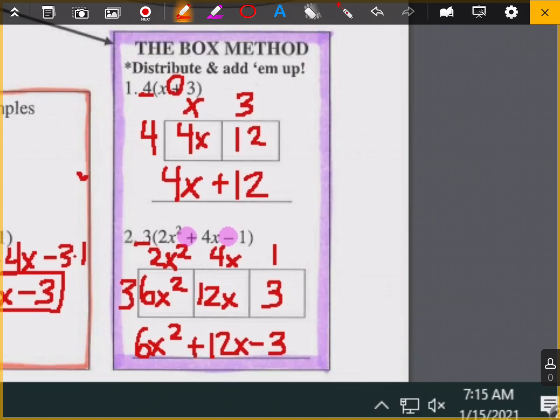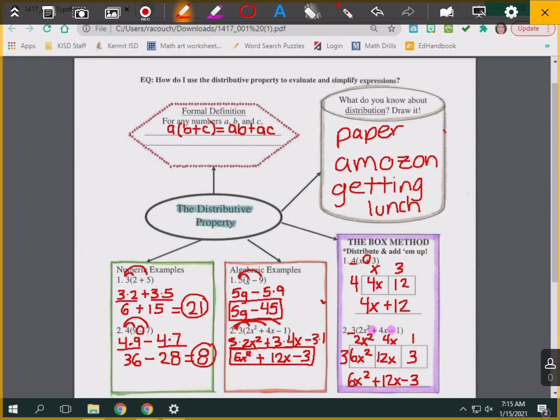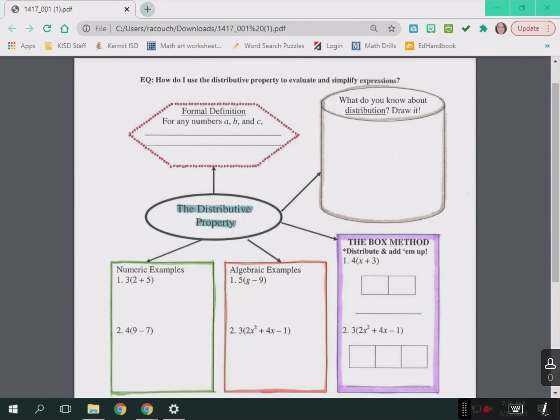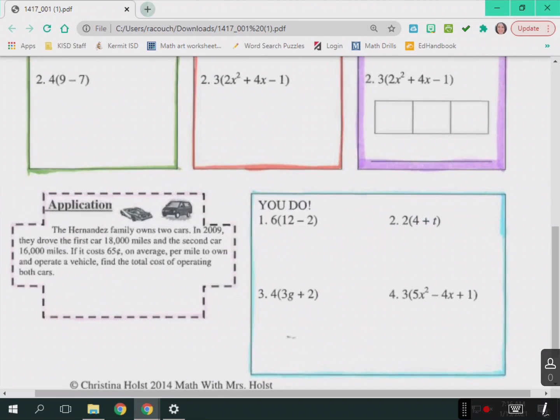So whichever way you prefer, you can utilize that. You can draw your own boxes or just go through the distribution process, whichever one you like more. So we're going to move down to this application. It's going to give us a real-world example of how this might be used in real life. And then we're going to practice some more on our own.